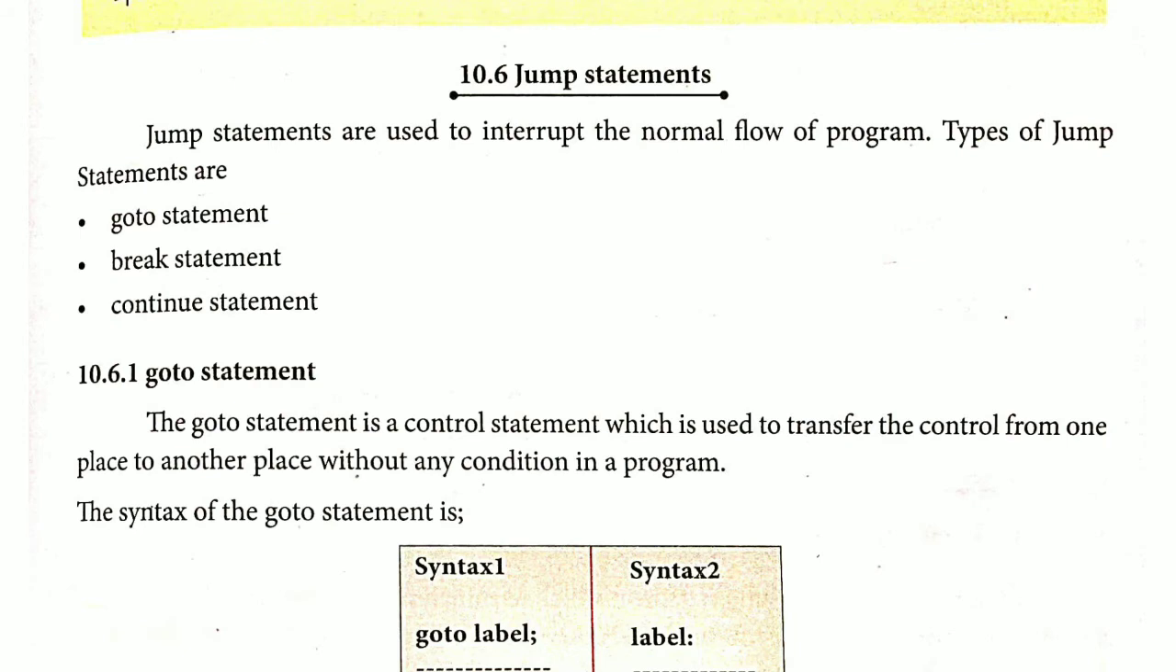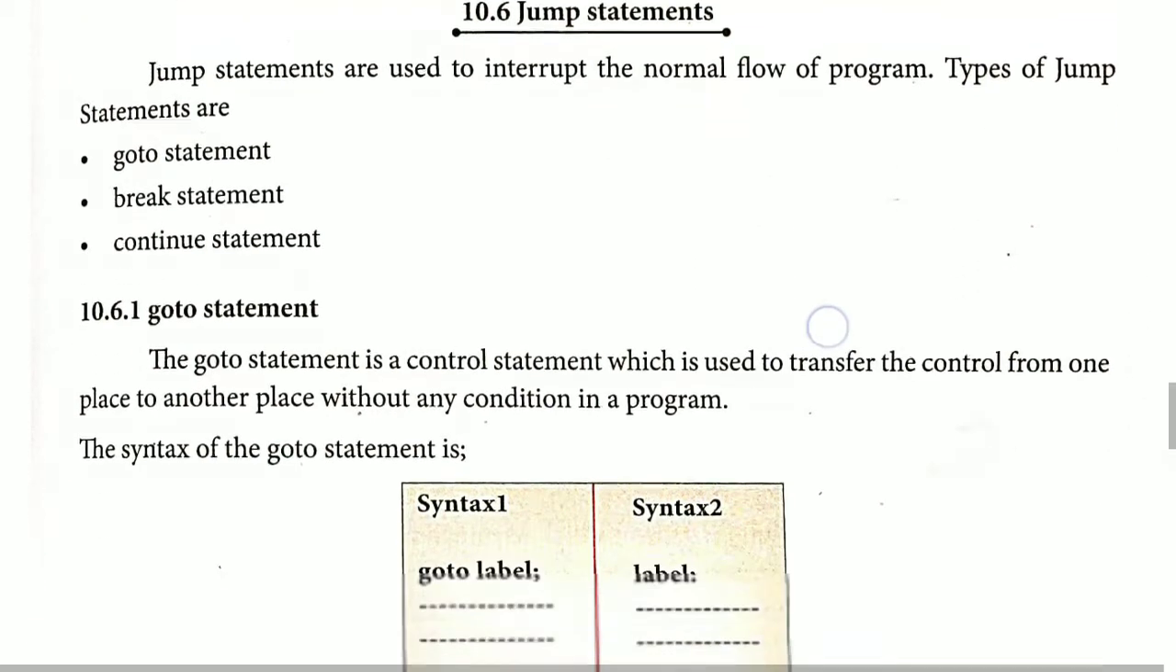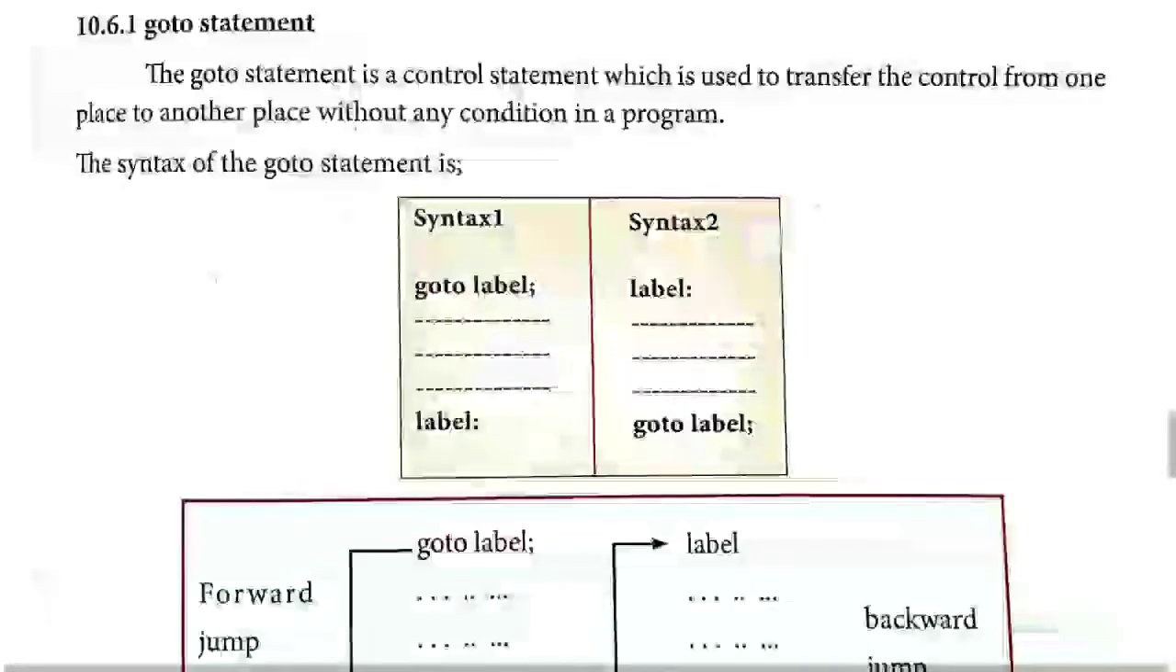The jump statement is used to interrupt the normal flow of the program. It will transfer the control from one part of the program to another part of the program. Normally it will be executing in a sequential manner. But when the goto statement, break statement or continue statement is used, then it will change the order of execution. So in that we are going to see the goto statement now.